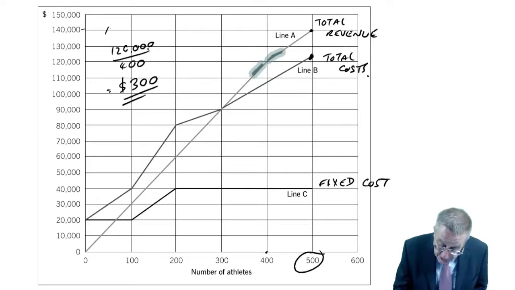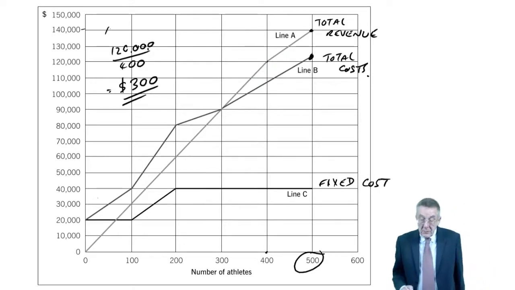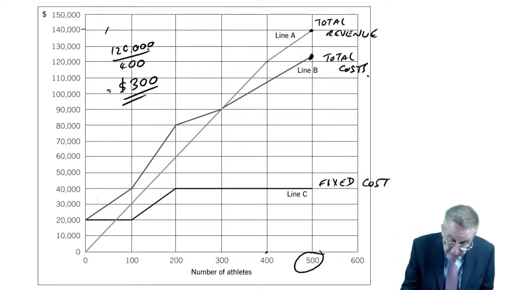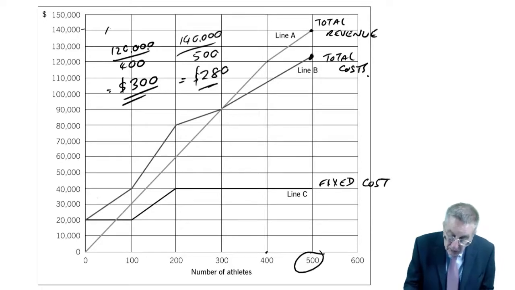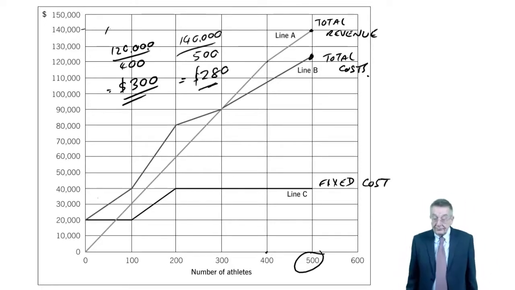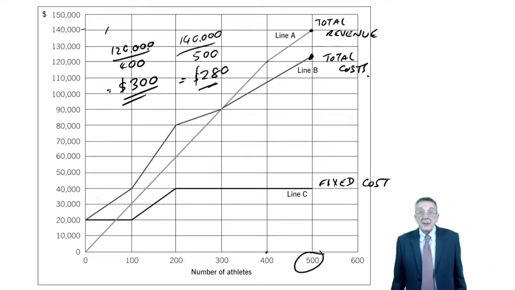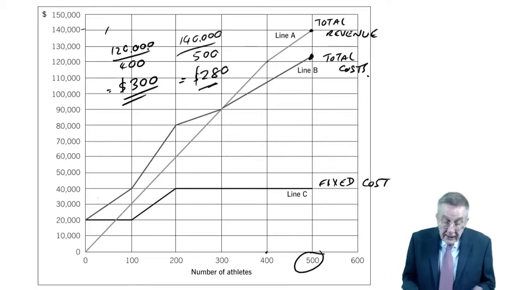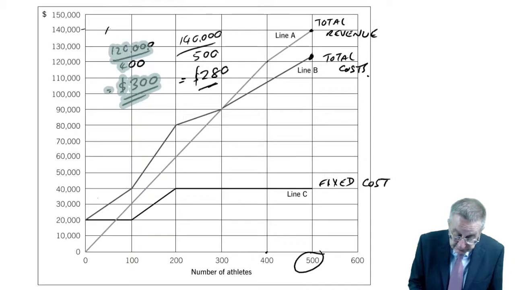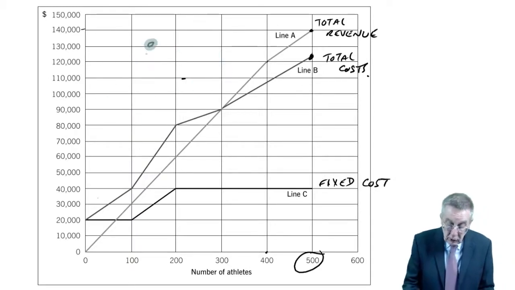It does then shift a bit. Once we get to 500 students, the total is 140,000 revenue for 500 student athletes, and so it's only 280 per athlete, which is fair enough. You know, for bigger numbers, perhaps, we are charging a lower price. So that's all really we can say about revenue. We've got another one or two marks there. I think by now we're almost passing it.